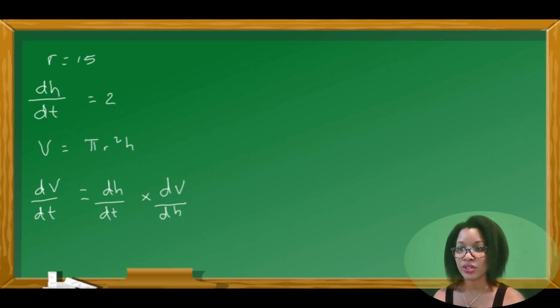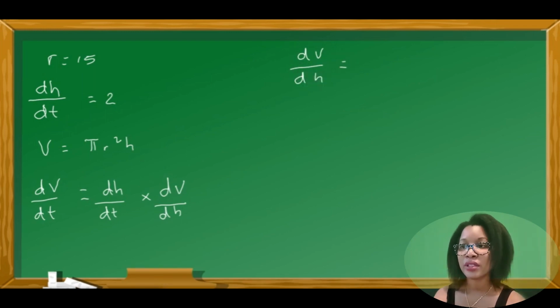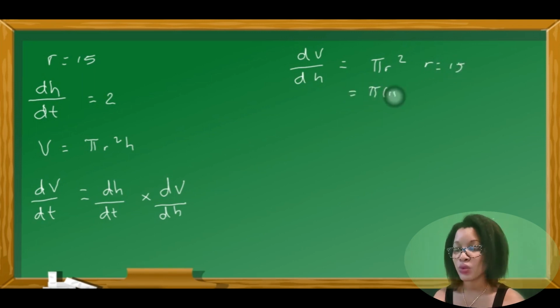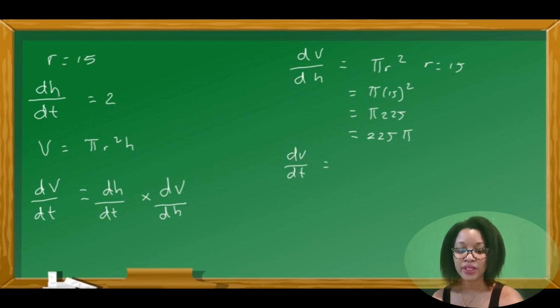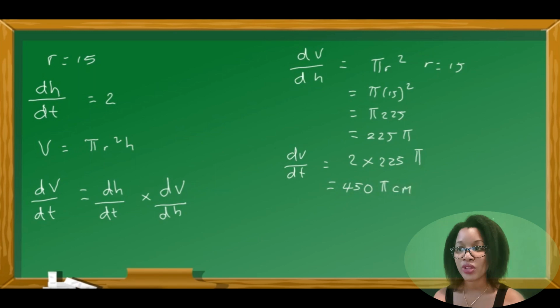So dV/dh will be the differential of volume. Volume is pi r squared times height. So the differential with respect to h will be pi r squared. They told us in the question that the radius is 15, so we substitute pi times 15 squared, which is equal to pi times 225, which is equal to 225 pi. We put the number in front. So dV/dt is equal to dh/dt, which is 2, multiplied by dV/dh, which is 225 pi, which will give you 450 pi centimeters cubed per second.